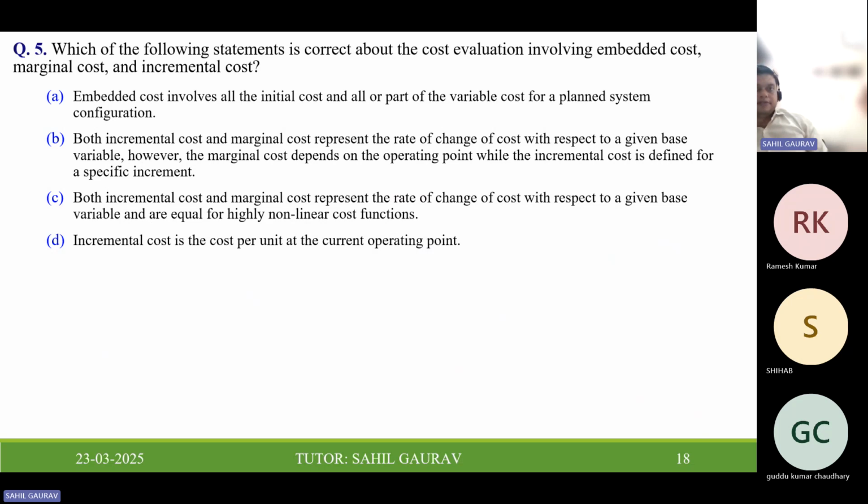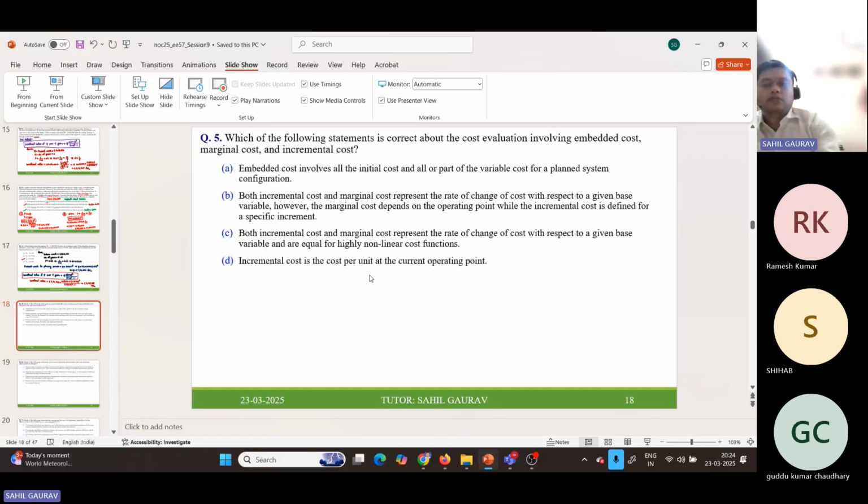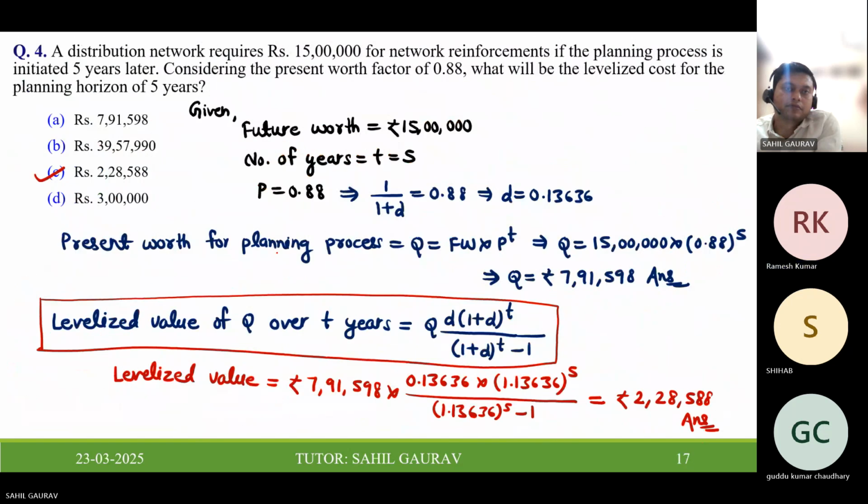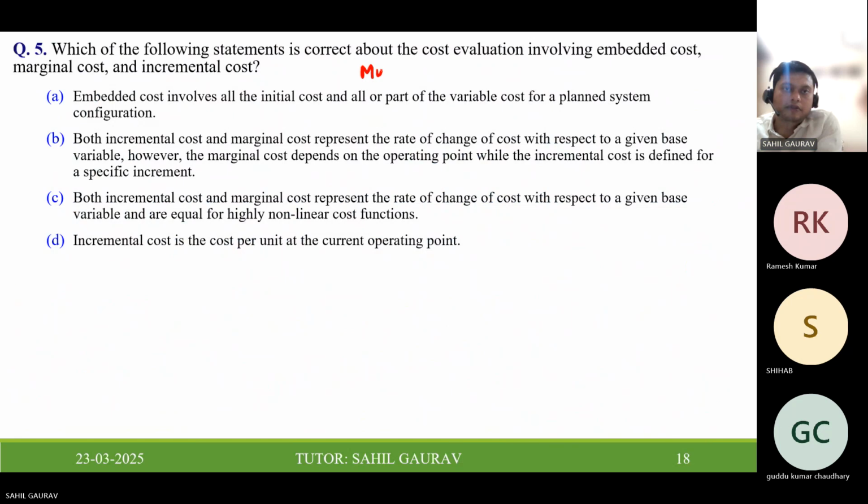So in this problem, they are asking which of the following statements is correct about cost evaluation involving embedded cost, marginal cost, and incremental cost. So we will see each equation and each option, and then we will decide. This is a multiple select question. More than one option is correct. So in the first option, embedded cost involves all the initial cost, all are part of the variable cost for a plant system configuration. So is it correct or wrong? We have seen embedded cost, marginal cost, incremental cost. So is option A correct or wrong? That only you have to tell.